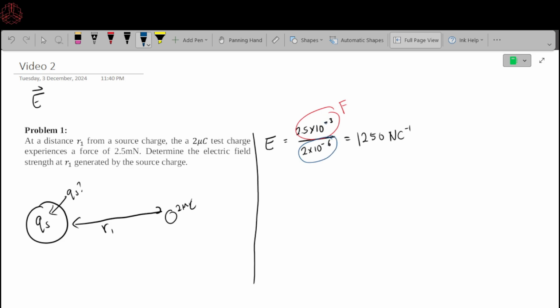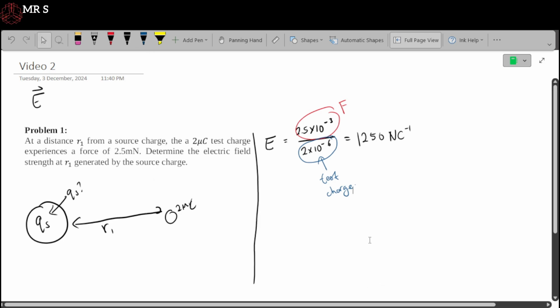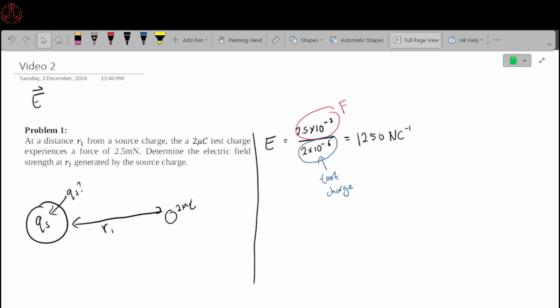Again, I would like to emphasize that this charge is the test charge, the charge of the test charge, and then the force that it experiences. So this is a very simple problem one. After this we'll go into problem 2. The conclusion that we can make from here is that the electric field strength is equal to the force divided by the charge of the test charge.